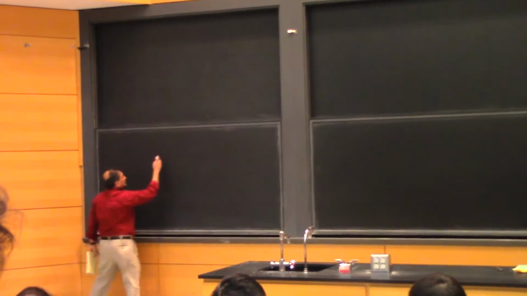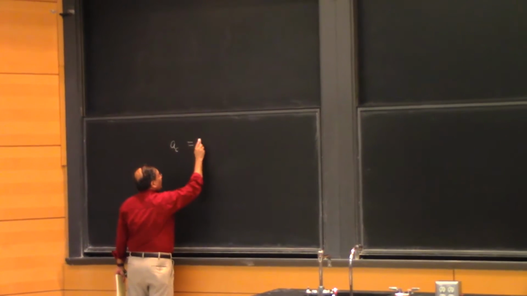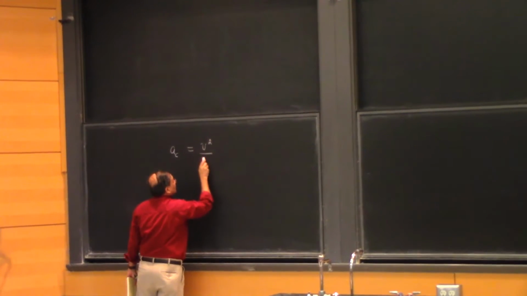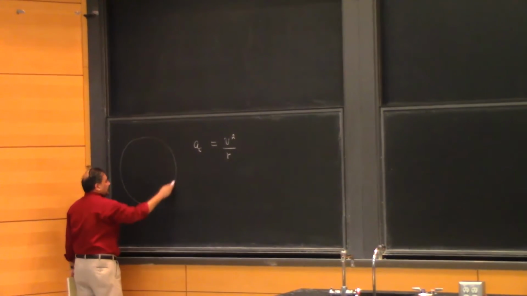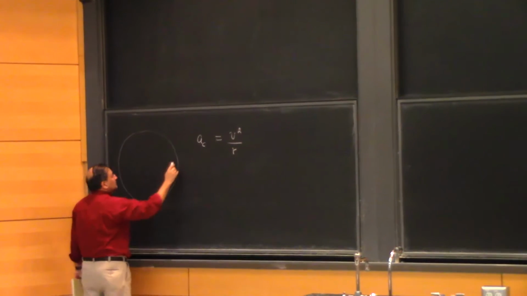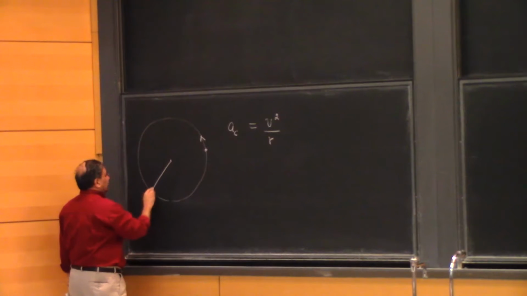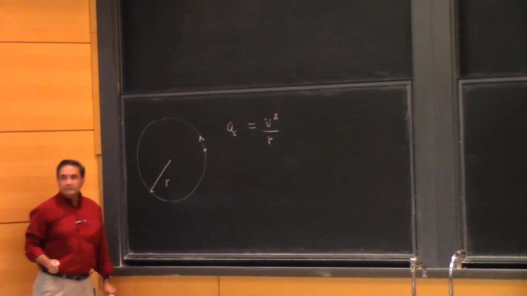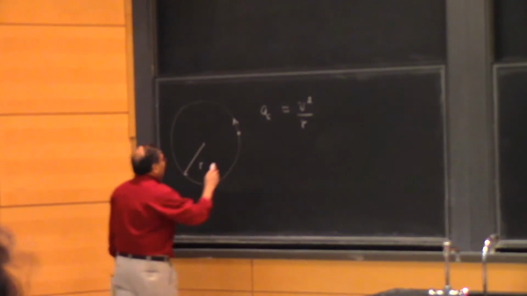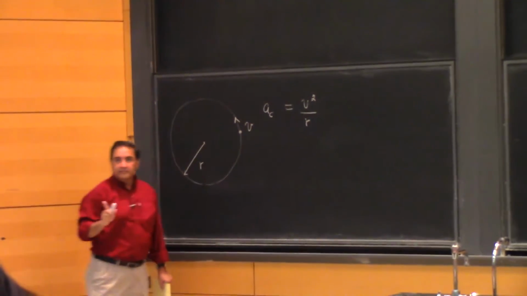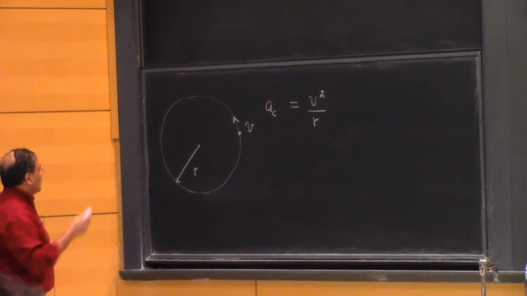So I told you that the centripetal acceleration a_c is v squared over r, where you essentially have a circular motion taking place. This is uniform circular motion. So a particle, let's say, is going around in a circular track. This is the center, and the radius is r. It's uniform circular motion, which means it has a fixed speed, and that fixed speed is v. And we talked about the fact that this is accelerated motion because of the way it works.